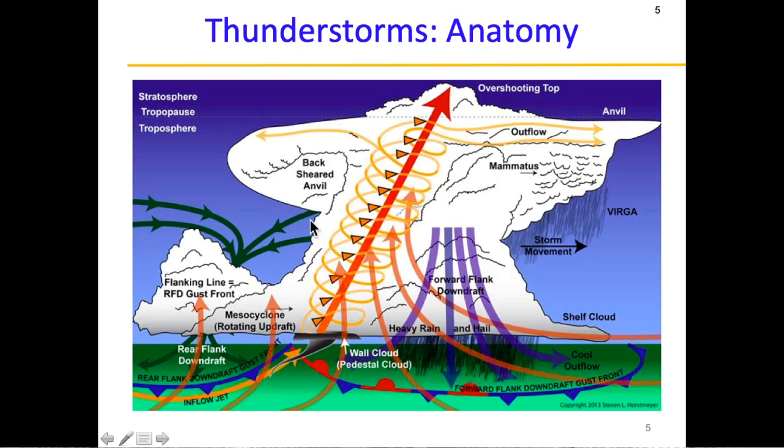But at the base of the cloud, the parcel has to break that barrier. Otherwise, what will happen is you cannot form these tall clouds. You will have a very low, shallow cloud, which is basically fog.